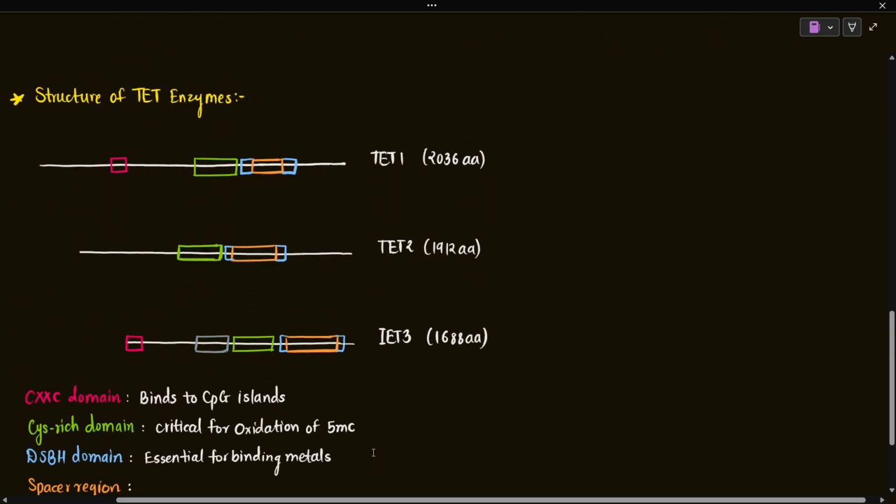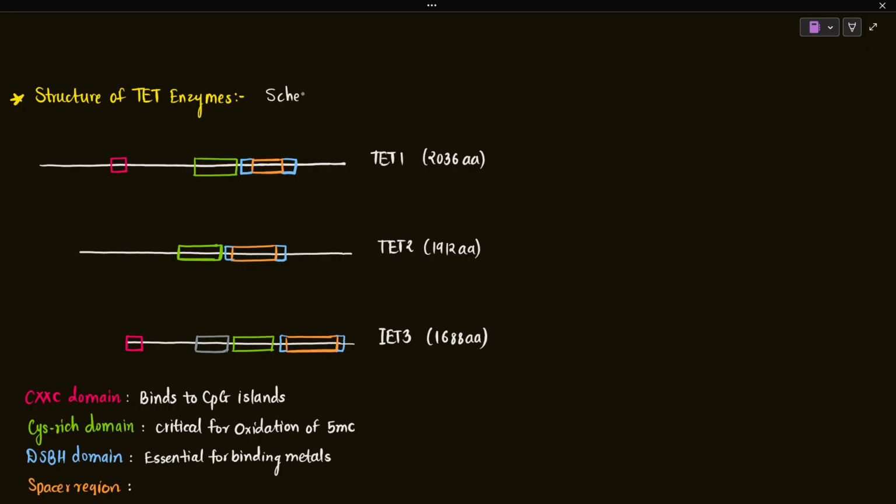This is a schematic of the structure of the TET proteins. This is the TET1 protein, which is 2036 amino acids long. This is the TET2 protein, which is 1912 amino acids long, while TET3 is 1668 amino acids long. All three proteins have different lengths, but the overall structure is somewhat similar. Here you can see this red domain is present in TET1 and TET3, while it is absent in TET2.